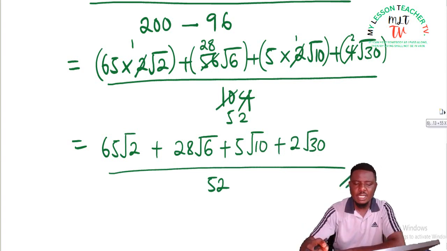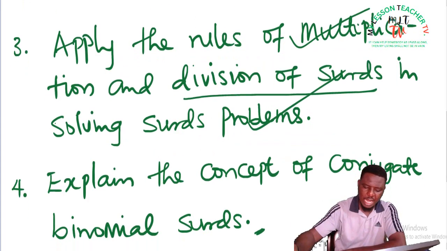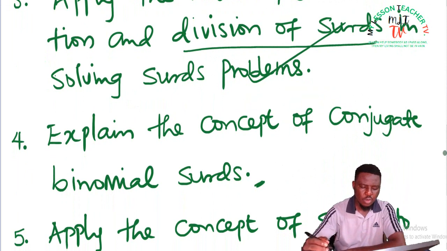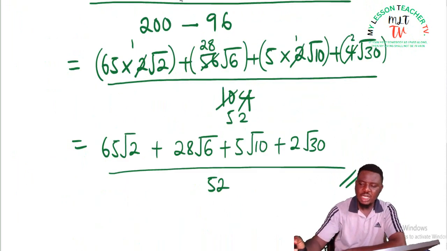That brings us to the end of today's class. In today's class, we have looked at the fourth objective, which tries to explain the concept of conjugate binomial surds. In the next class, I shall be solving more examples on conjugate binomial surds.